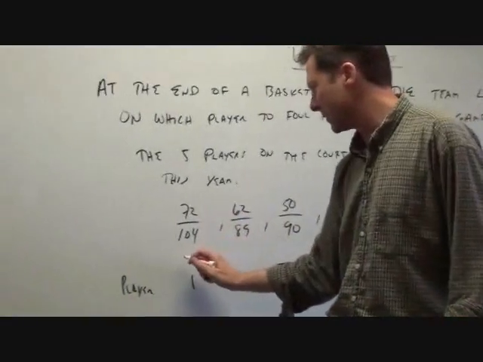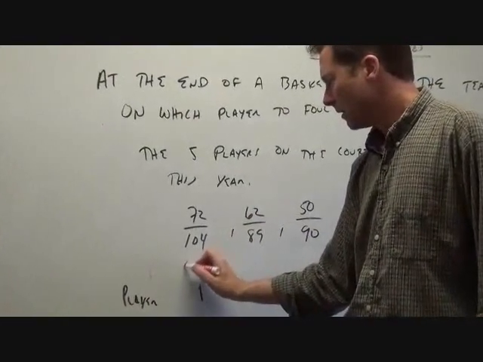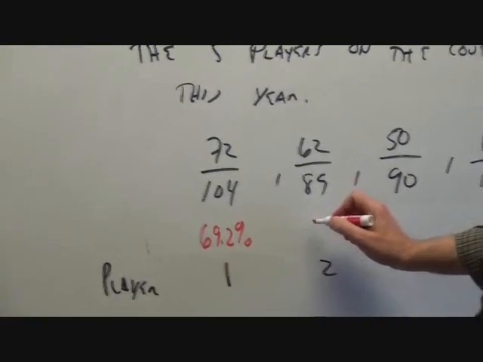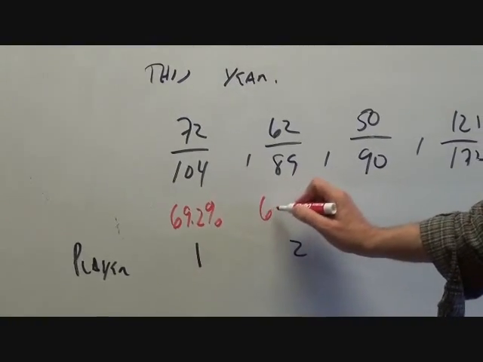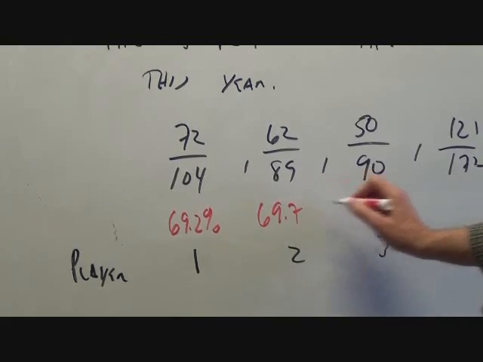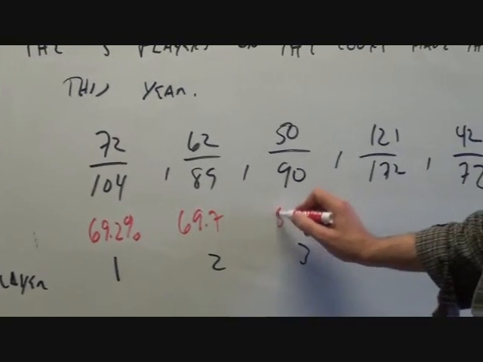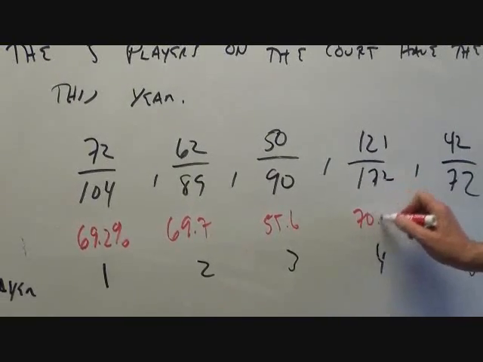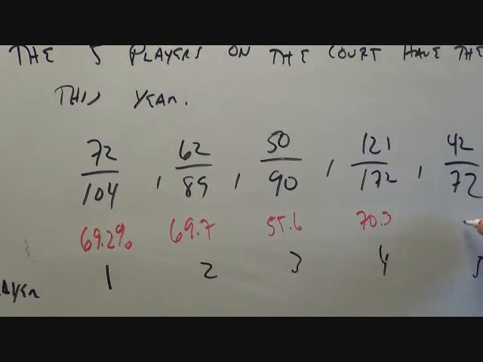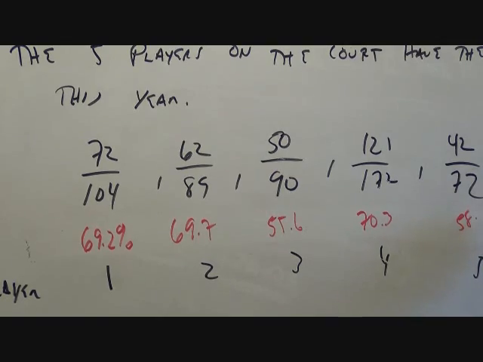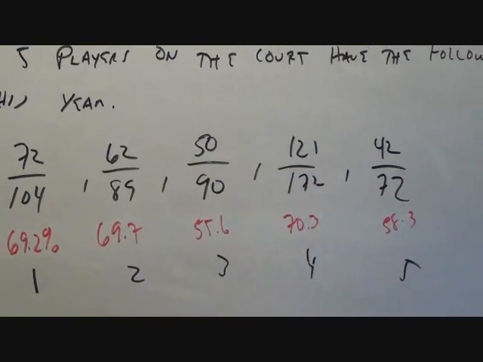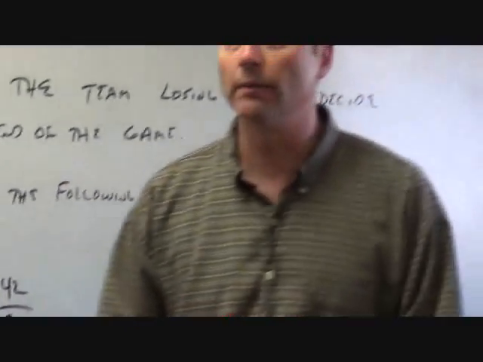What was this guy? 72.2%. Okay, next one. 60. Okay, next one. 58.3. Okay. We might say, well, we'll just foul this person because they're the worst this year. And then that's probably what you're going to end up doing.